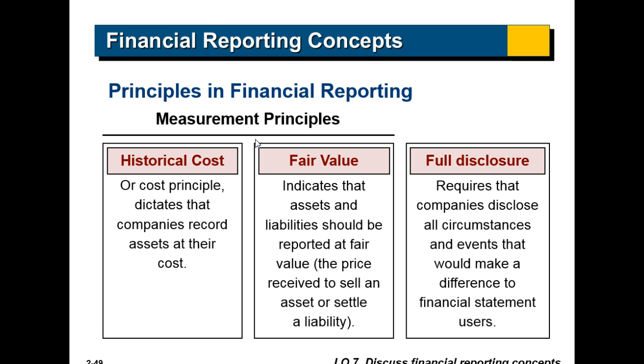But there are certain items that are required to be recorded at historical cost principle. Fair value is something else. Fair value means that assets and liabilities should be reported at the price received to sell an asset or settle a liability. So there are times when inventory might be worth less than what we paid for it. There are times then we need to adjust that inventory to show the true value because it's less. We're trying to always be conservative in our financial statements.